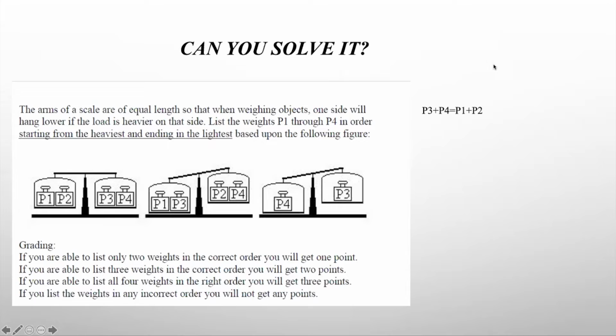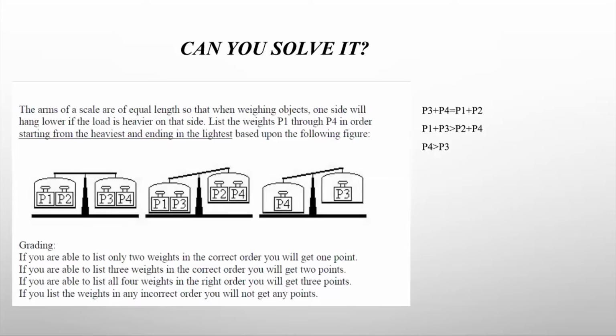From the first one, we can say that P3 plus P4 is equal to P1 plus P2. Okay. Then from there, we could also look at the second figure. The second figure, the equation can be P1 plus P3 should be greater than P2 plus P4. Are you getting it? The third one means P4 should be greater than P3. Okay.